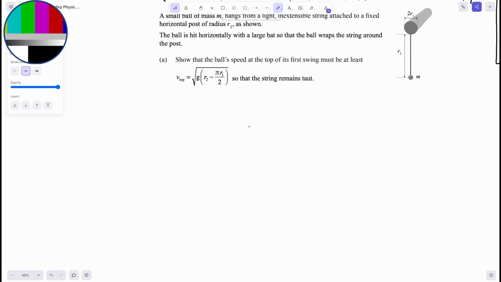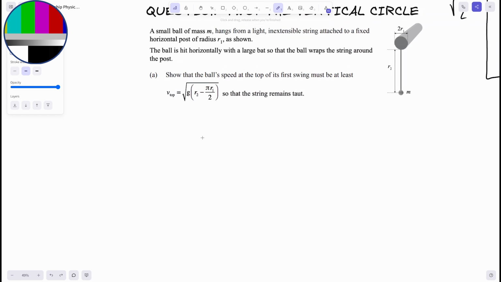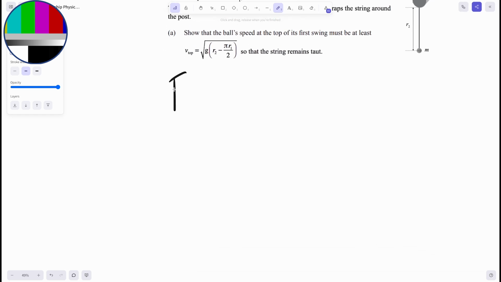So what we want is the minimum speed so that the string remains taut. The reason why we want the minimum speed is because it says the first swing must at least be this equation here. So at least meaning the least, the lowest value. So that implies a minimum speed.